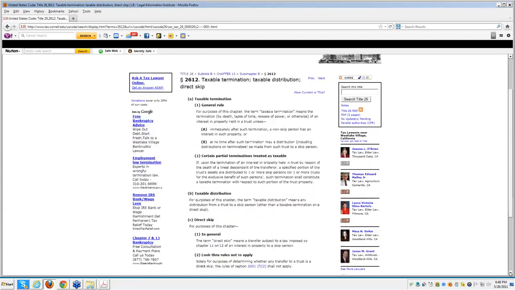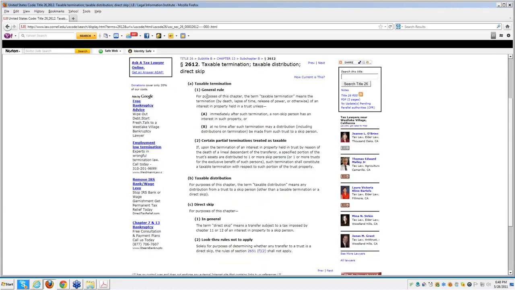So you have a taxable termination, which is the release by death, lapse of time, release of power, or otherwise. That means any way that they do it. By foreclosure. Foreclosure is a release of power. Right, but according to 2603, or let me see, they can't do a foreclosure if they have not declared the property foreclosure property. That's right. So it's a $50,000 penalty on them.